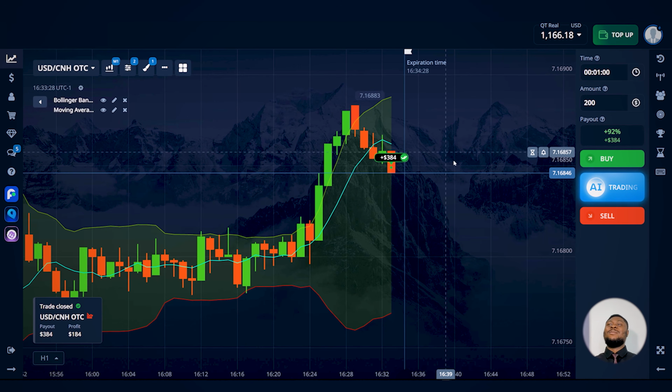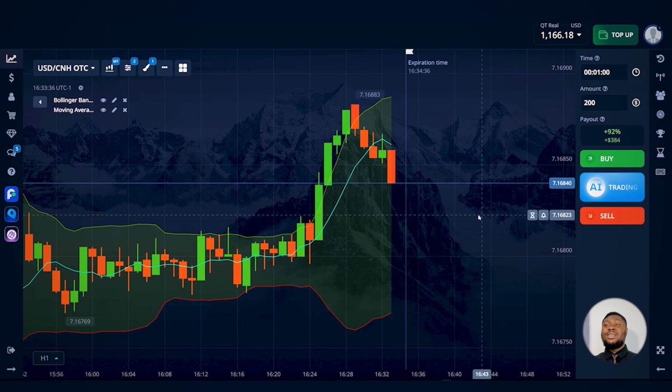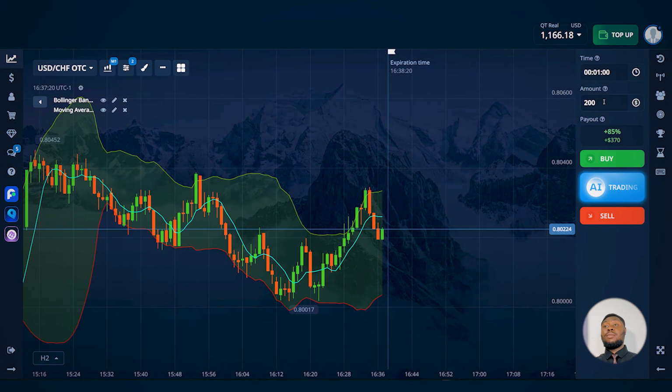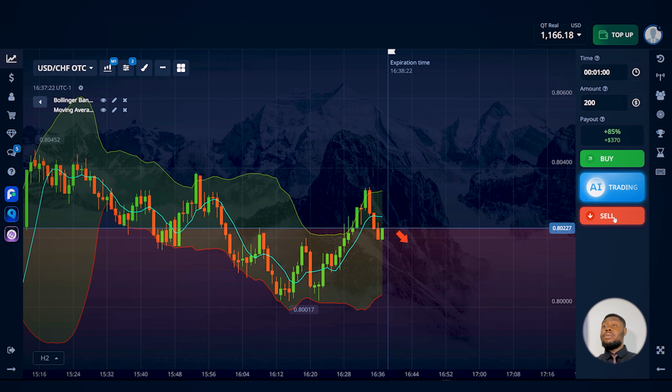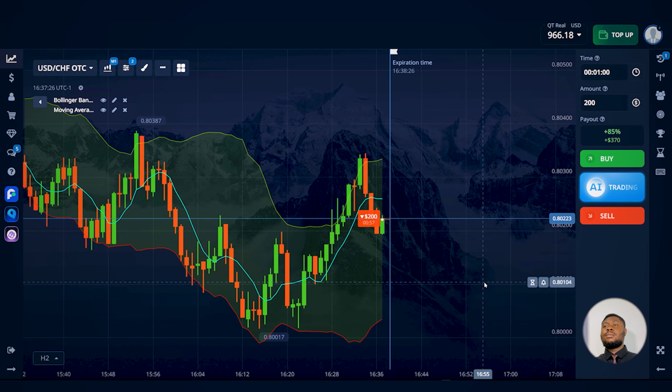And boom! Second profitable trade in a row. Now my capital is $1,166. I have a couple more trades ahead, and I'm already looking for the next opportunity. The trade amount will be $200. My prediction is that the price will fall. Let's open the trade. As you can see, the situation is similar to the previous one.